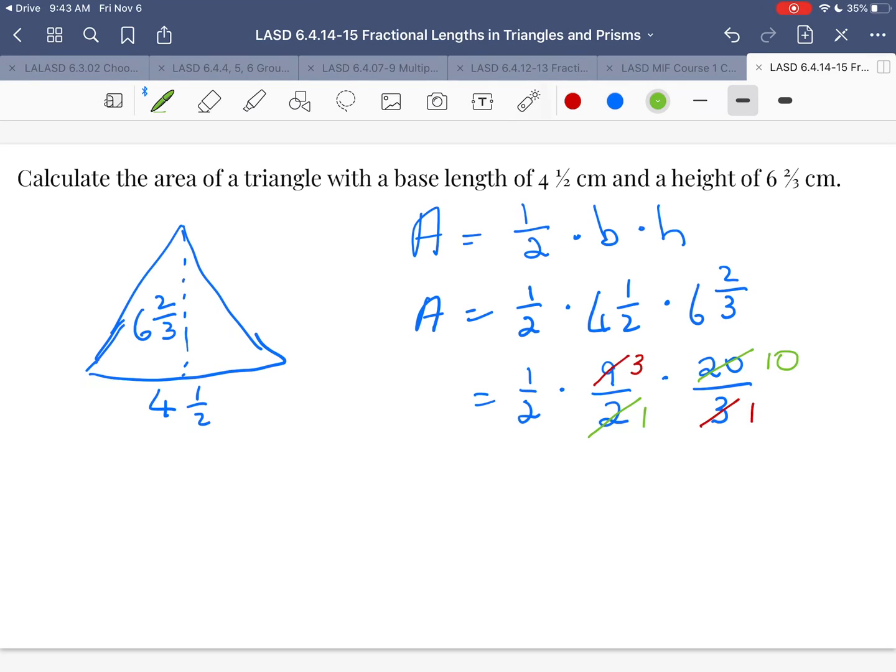And I can even do some more cross-cancelling. I've got a 10 in the numerator now and a 2 over here in the denominator. I can cross-cancel some more, and I can divide both by 2. So 10 divided by 2 is 5, and 2 divided by 2 is 1. And now I can't cross-cancel anymore, so multiply all the numbers in the numerator. 1 times 3 times 5 is 15, and all the numbers in the denominator, 1 times 1 times 1, which is 1. So my area is 15 centimeters squared.